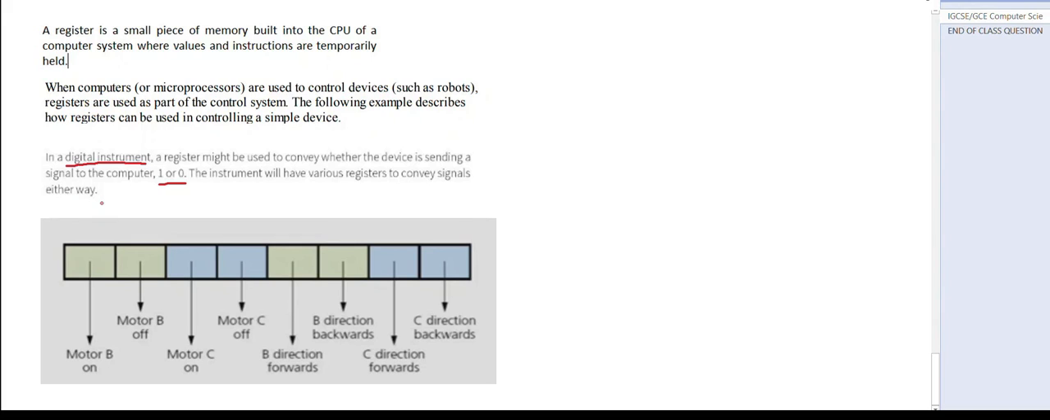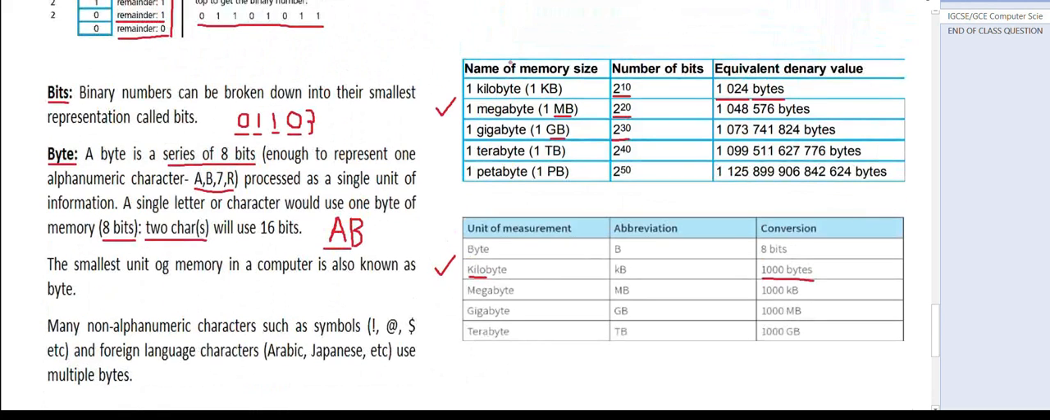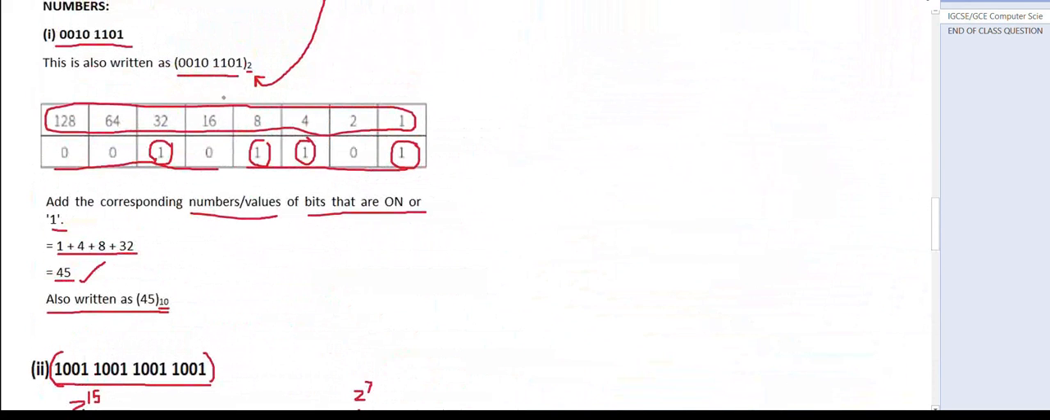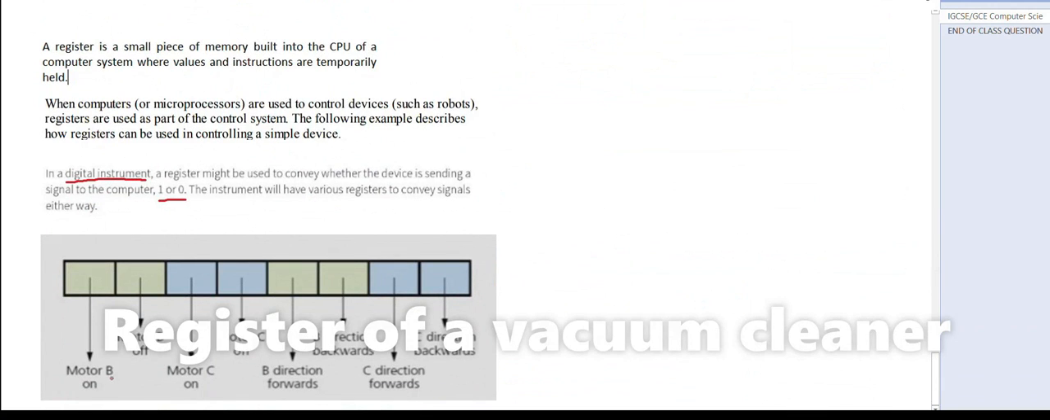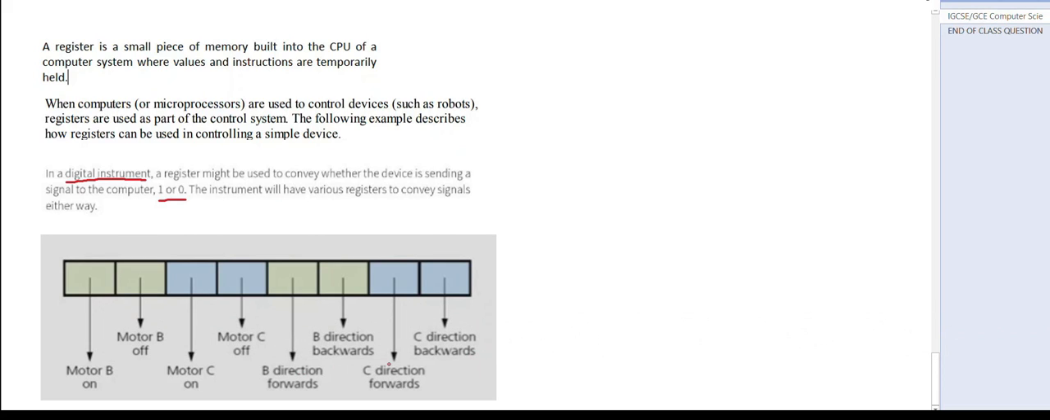I have already told you that a register is basically used to store bits, right? It can be an 8-bit register, right? Storing values 0011 1101, for example this. This can also be stored in a register, which can be called an 8-bit register, right? We have this diagram with motor B, motor C, the direction of B and the direction of C.